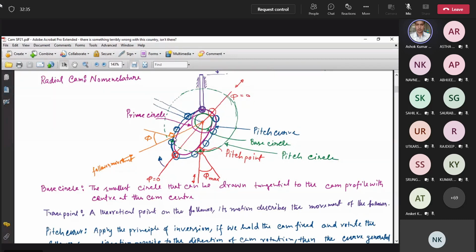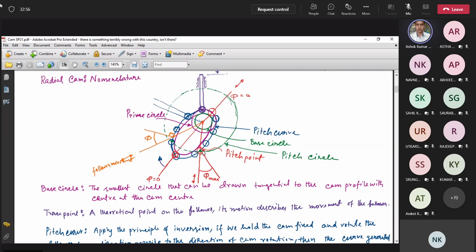So this is the trace point, and this is the center. You join them and extend it. This is the line of movement of the follower. So the line of movement of the follower and a normal drawn at that point on the pitch curve, the angle between them is called pressure angle.